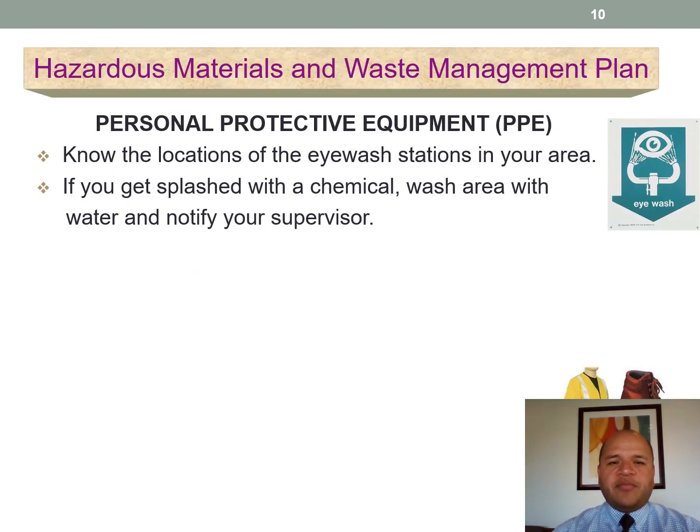Just as important as PPE are the locations of eye wash stations and other safety equipment in your area. Most importantly, whenever you're working in a new area, make sure that you know where the PPE is located, and any safety equipment that is located in the area. And if you do get splashed with some kind of chemical, make sure that you let somebody know and that you wash your affected area, whether it's eyes, hands, etc., for a long period of time with copious water.